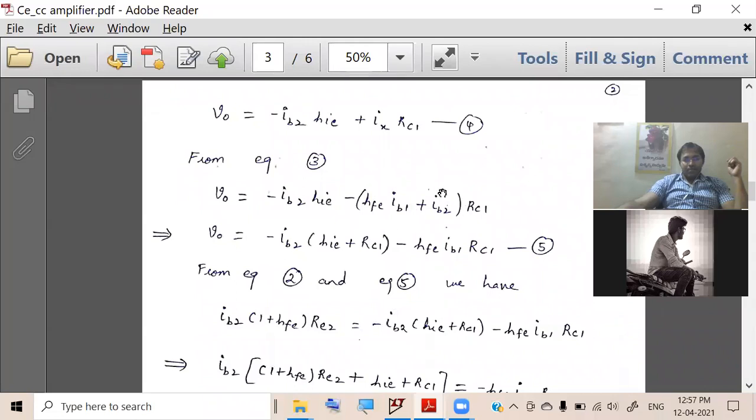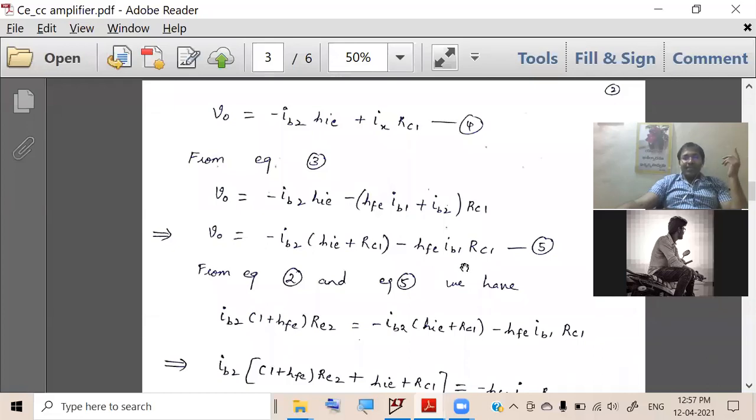Same. Now, in these two, what is common? IB2 is common. Here also IB2, here also IB2. That IB2, if I take common, minus is also common. So minus IB2, if I take common, HIE, here RC1 will remain. Next, what is remaining? Minus HFE IB1 RC1. V0 we got. One expression for V0 we got here.